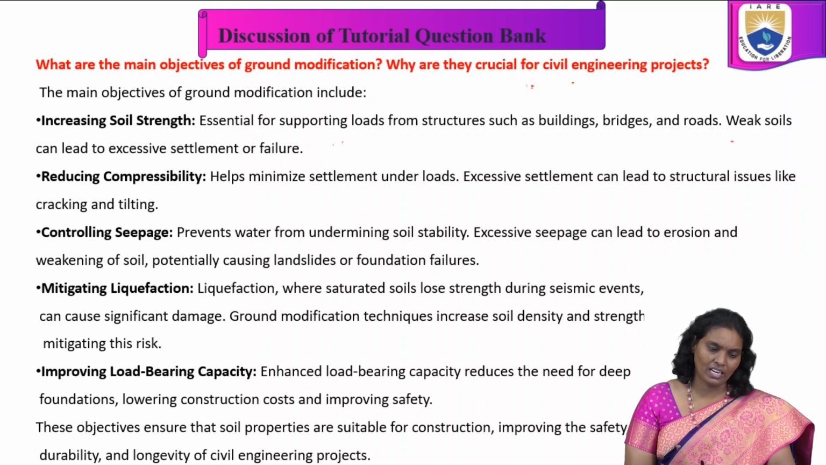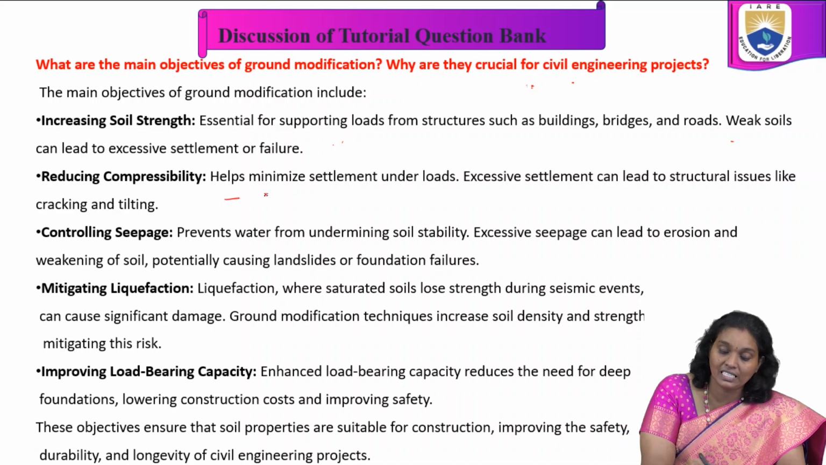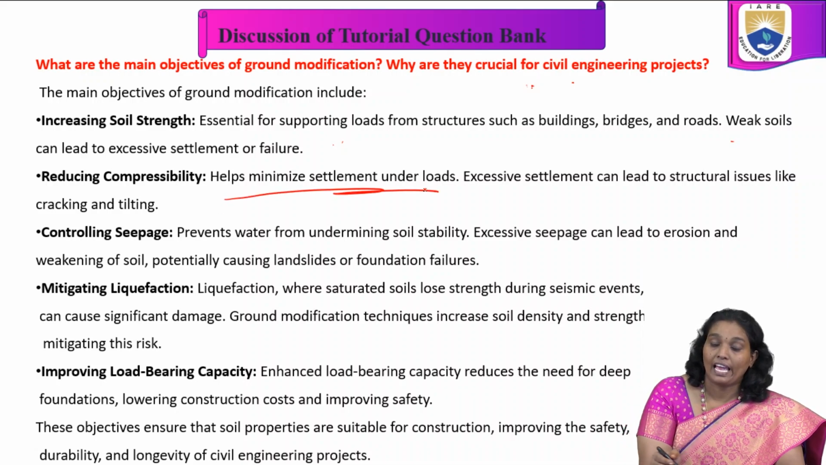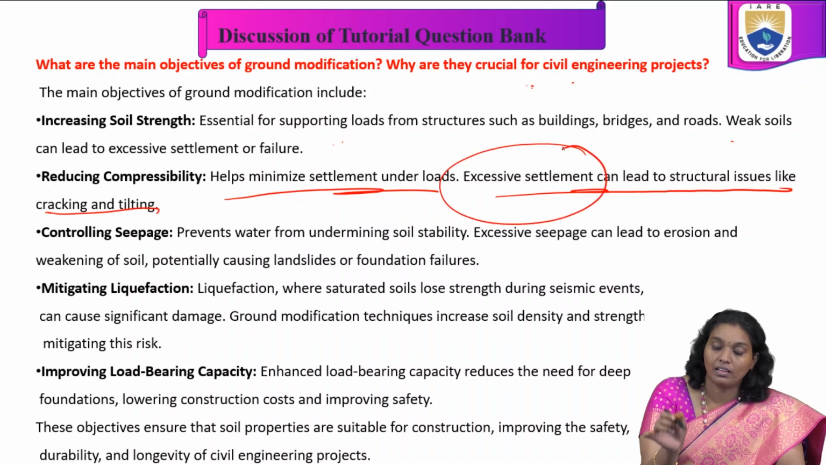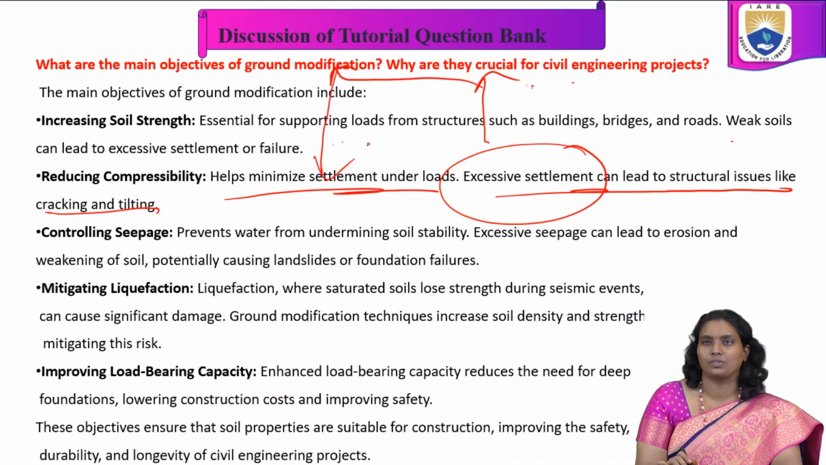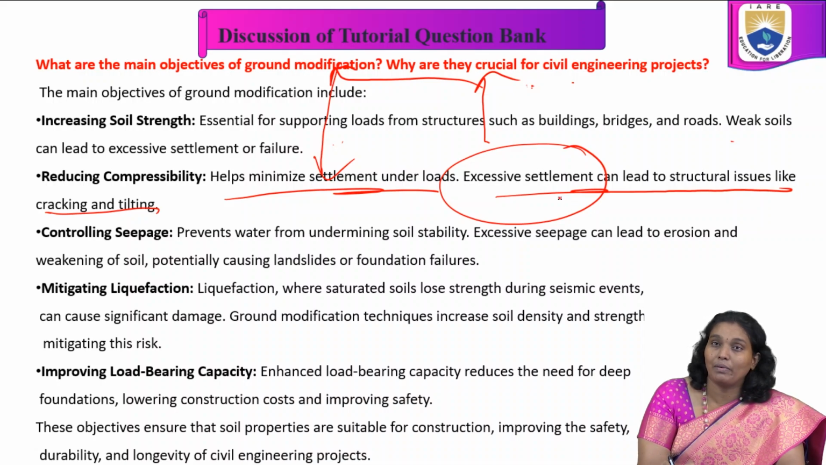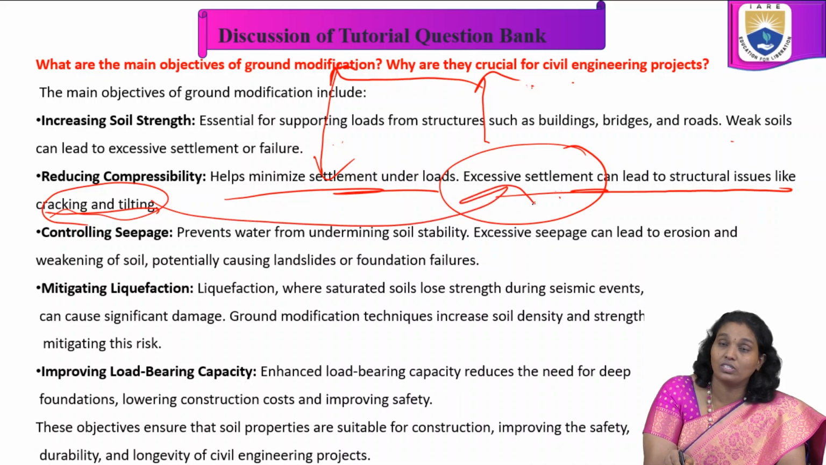Now the next one is reducing compressibility. Reducing compressibility helps minimize the settlement under loads. Why? Excessive settlement can lead to structural issues like cracking and tilting. So why is it crucial? For this, we choose ground modification to minimize the settlement under loads, because excessive settlement causes cracking and tilting.